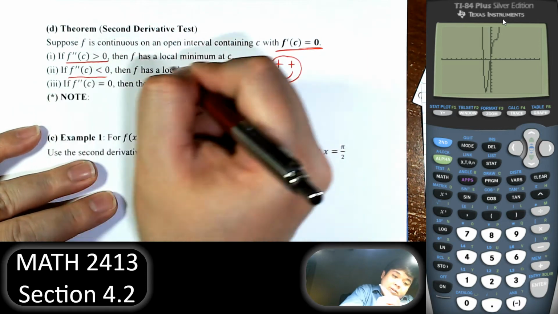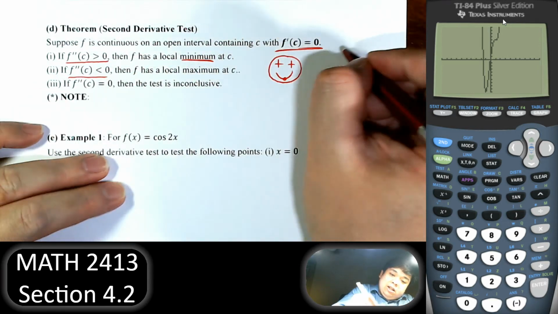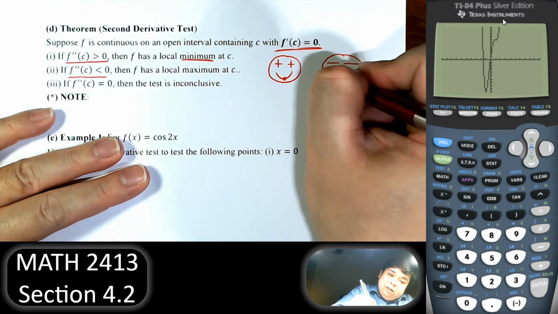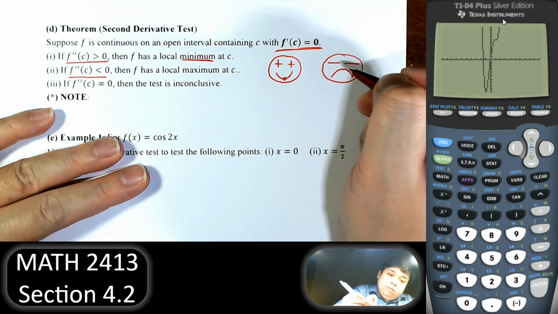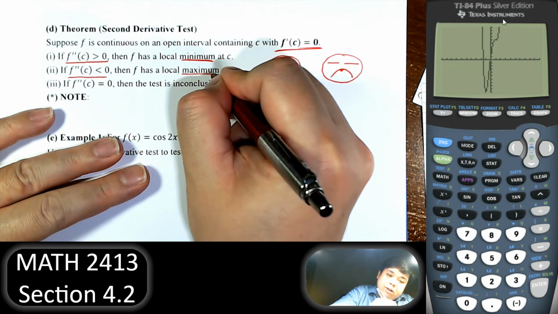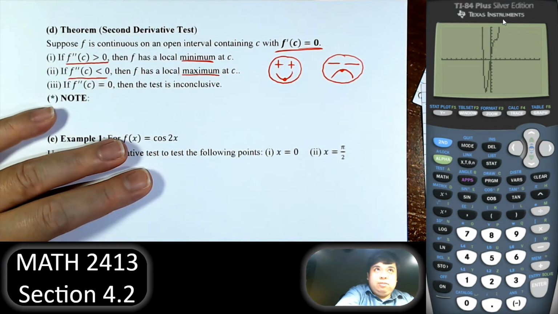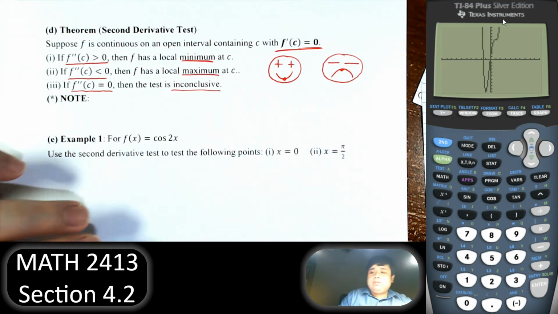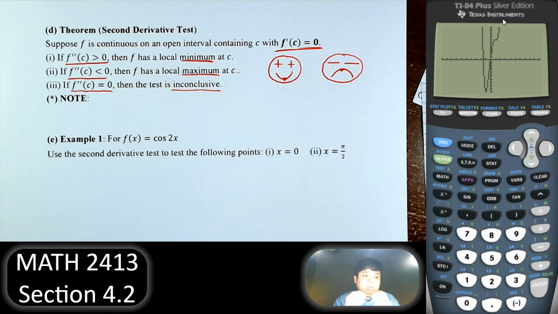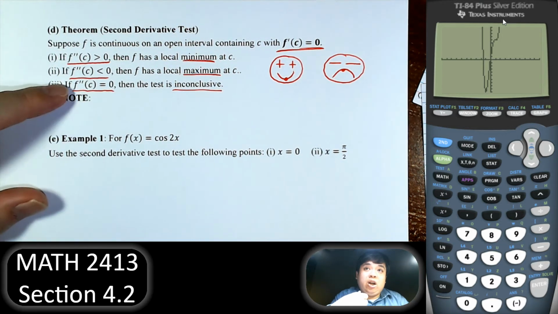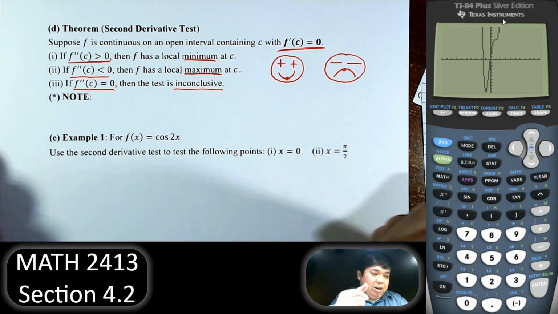Likewise, if it is concave down, or the second derivative is negative, there will be a local maximum. If it is equal to 0, inconclusive. So the second derivative test is not as good as the first derivative test because there is an inconclusive case, right?